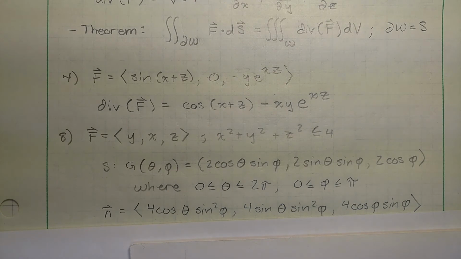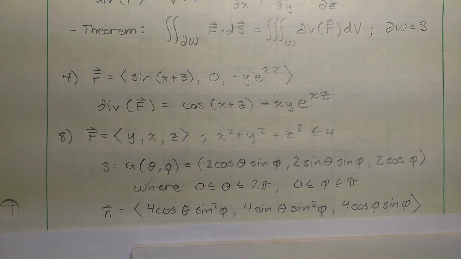So that's our normal. Now, to evaluate and do our integral, we need to take our vector field F, and we need to have it parameterized.